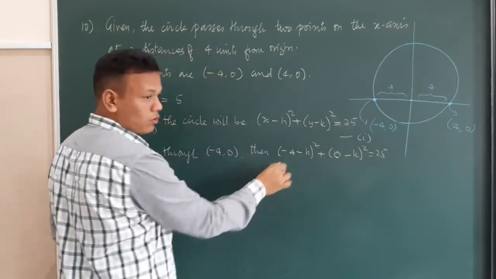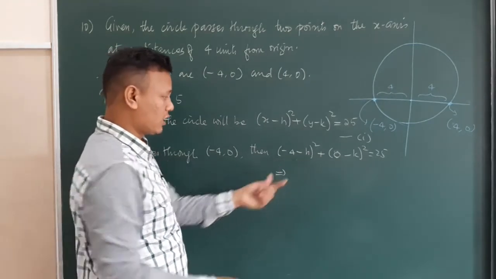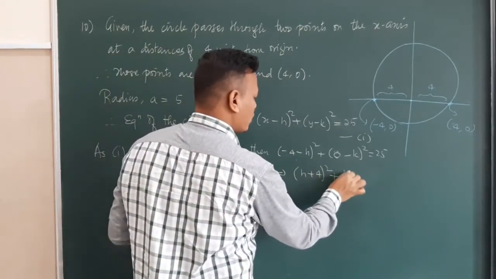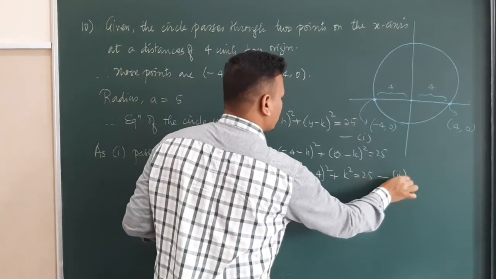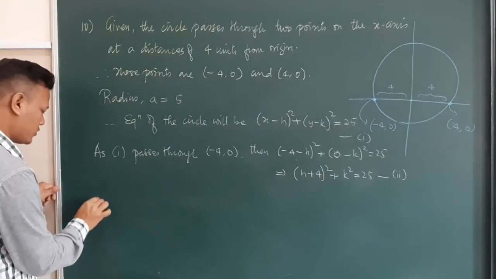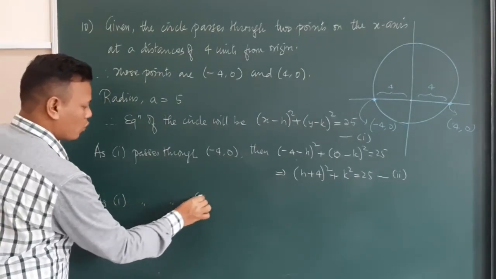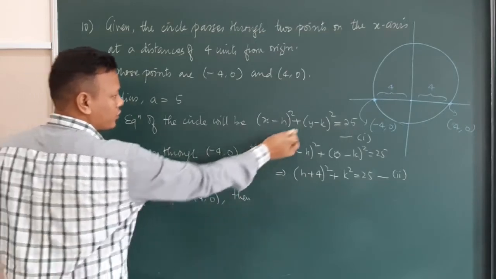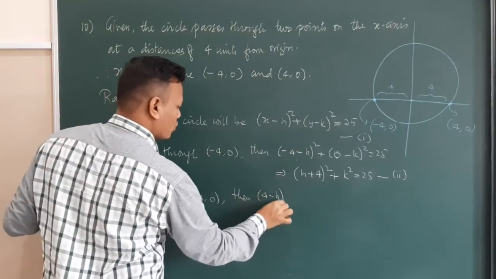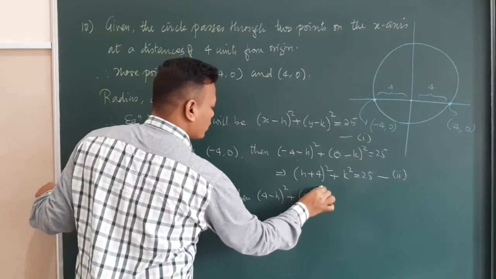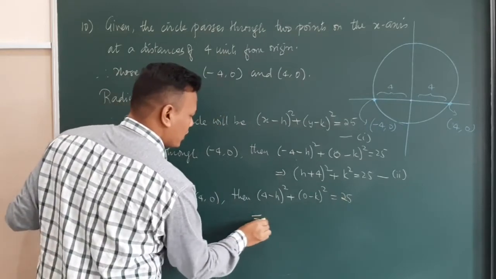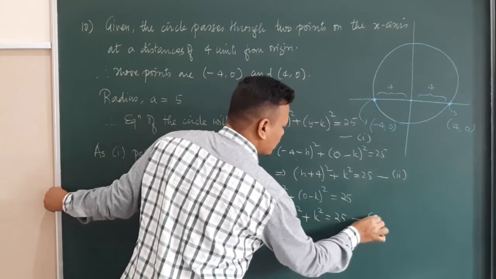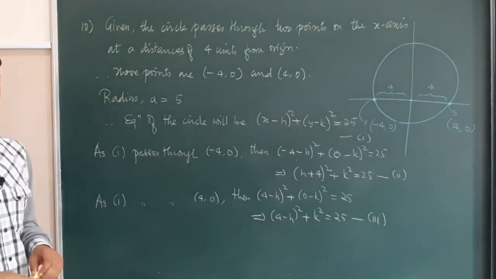We have already seen this part earlier. This can be written as (h + 4) whole square, taking minus common, plus k square equals 25. Call this equation 2. Similarly, as it passes through (4, 0), instead of x I'm writing 4 and instead of y I'm writing 0. So we have (4 - h) whole square plus (0 - k) whole square equals 25, which means (4 - h) whole square plus k square equals 25. Let me call this equation 3. I don't have space here, so pause the video to note it down.